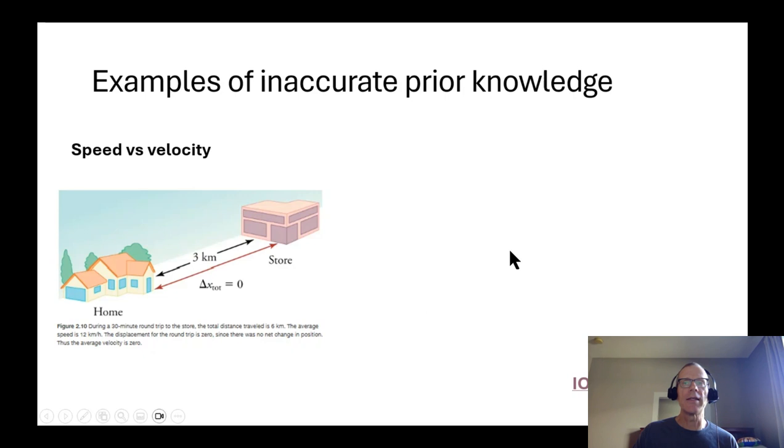So let's look at some examples here. One example is speed versus velocity. This is a problem from the OpenStax College Physics book. Basically, someone's starting at home, they go 3 kilometers to a store, and then they come back. And then the question is about what is their average speed, what is their average velocity.